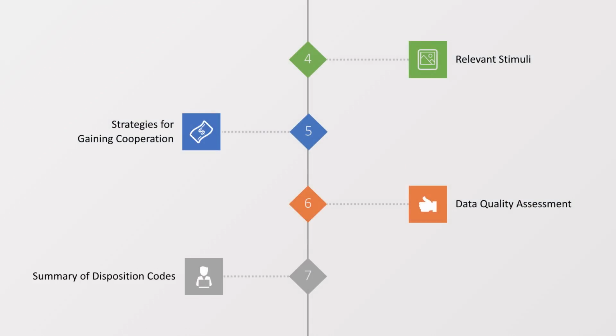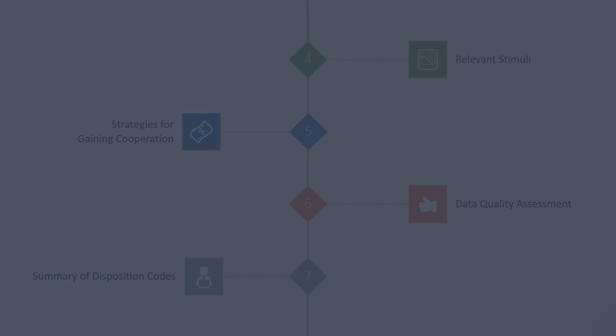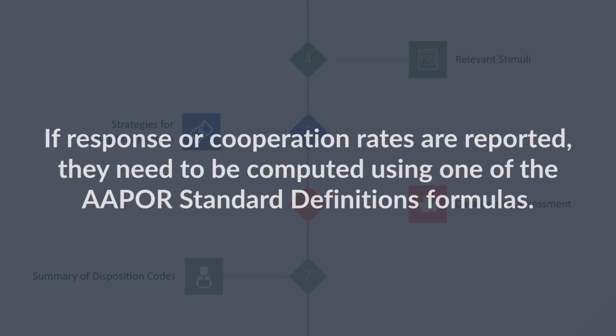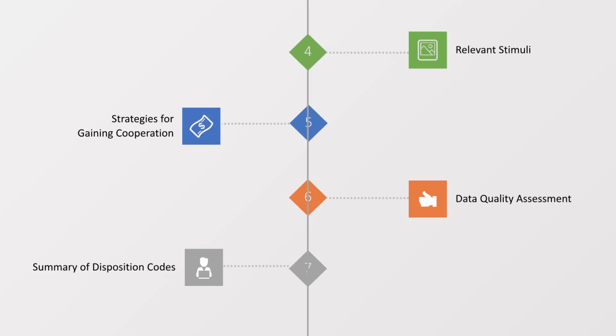Summaries of the disposition of the study-specific sample records needed to calculate response rates for probability samples and participation rates for non-probability samples should also be provided. If response or cooperation rates are reported, they need to be computed using one of the APOR standard definitions formulas. If dispositions cannot be provided, the reason or reasons should be disclosed and acknowledged as a limitation of the study.